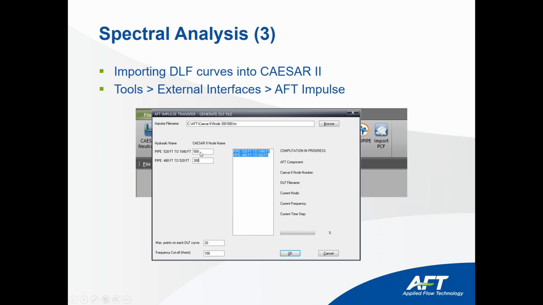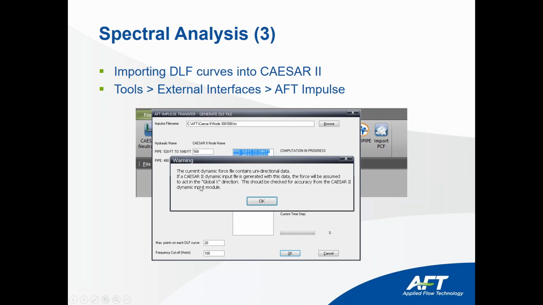Here, it will ask you to specify the nodes where it's going to be applied. So here you have to put the Caesar nodes where the forces are going to be applied. In this case, it's going to be applied in node 500 and then node 300. Now it's going to warn you that the forces will be exported in the global X direction. So as I mentioned before, you have to correct this for the cases and all the spectrum that's created by Caesar, and put it in the right directions that Caesar is using.